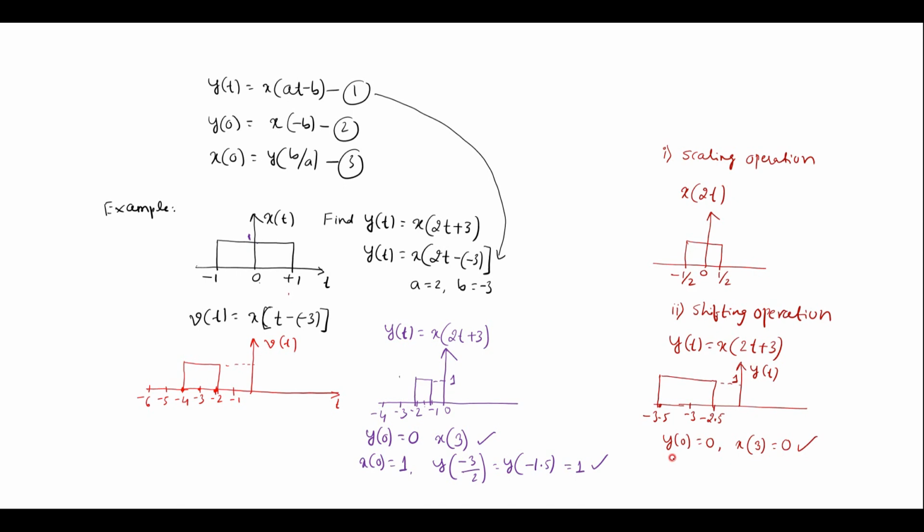Now we will verify whether it satisfies equation number 3 or not. Equation 3 says that at t equal to 0, x of 0 is 1, which should be equal to y of b by a, that is y of -3 by 2, which is y of -1.5. This y of t signal at t equal to -1.5 has value 0. Therefore it does not satisfy equation number 3.